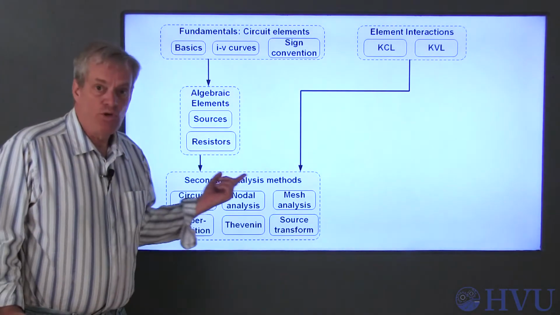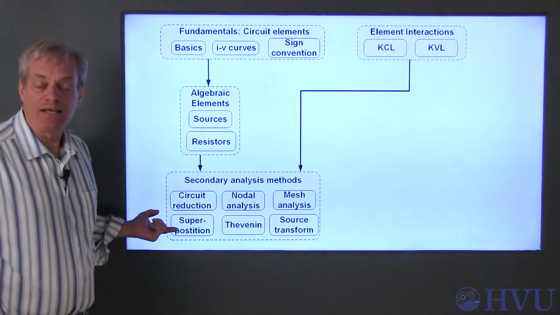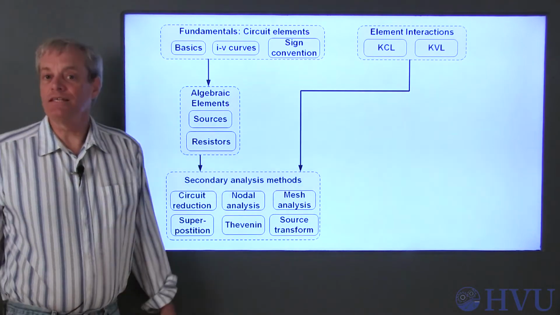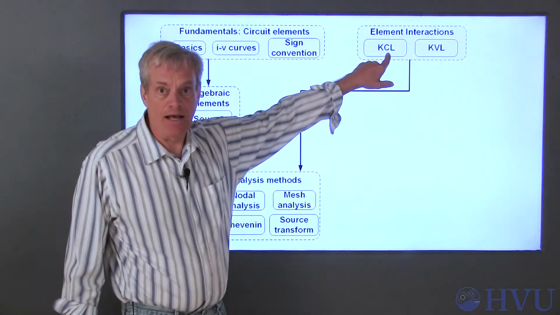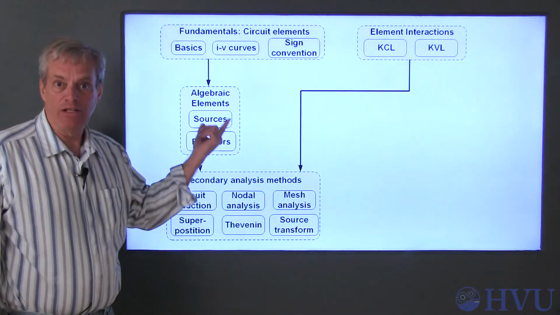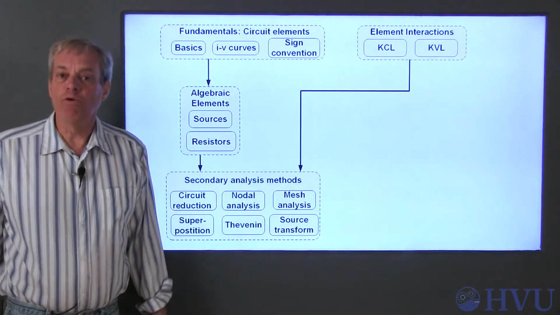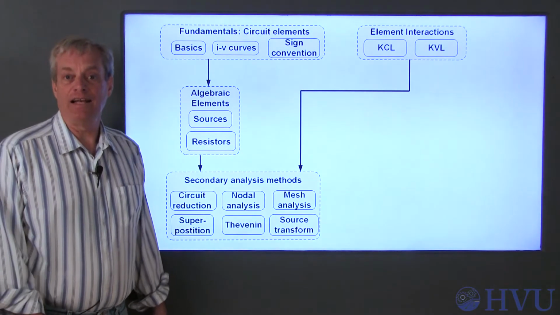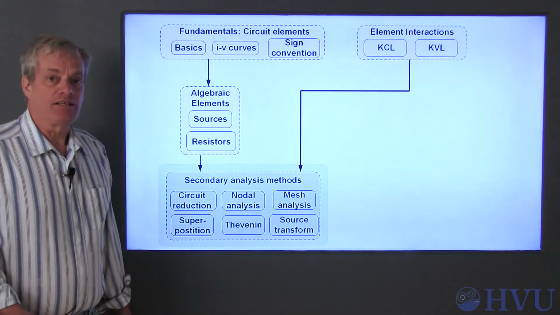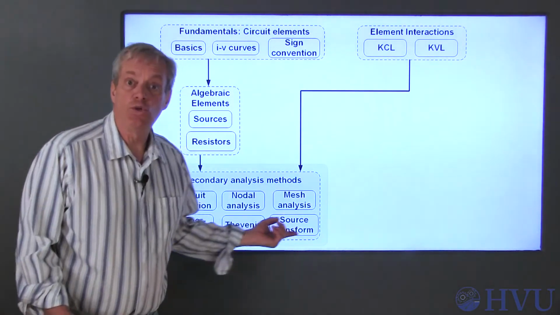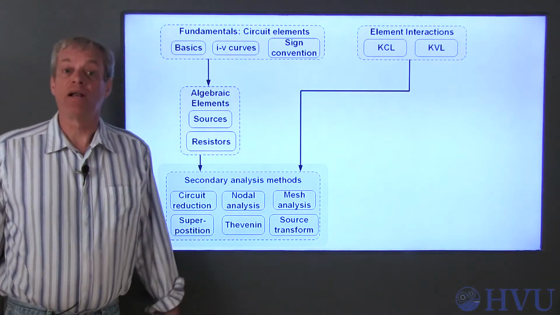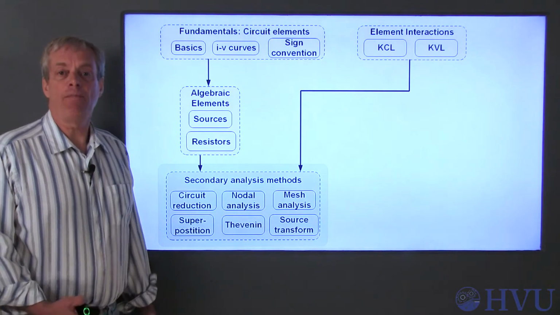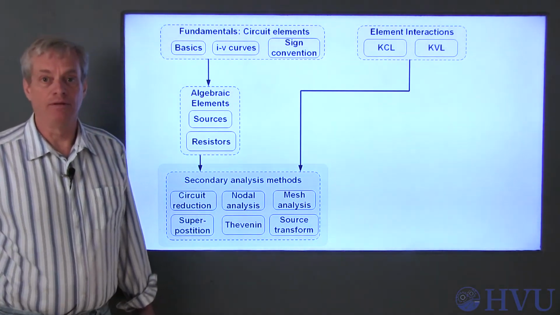Over the next few units, we'll introduce what I call secondary analysis methods. These analysis approaches are all fundamentally based on KVL, KCL, and the circuit element IV relationships, but they are somewhat streamlined to simplify analyses. These analysis methods are presented in units 2 through 5. In those units, I won't really teach you anything new, but I will teach you how to more efficiently apply what you learned in Unit 1.